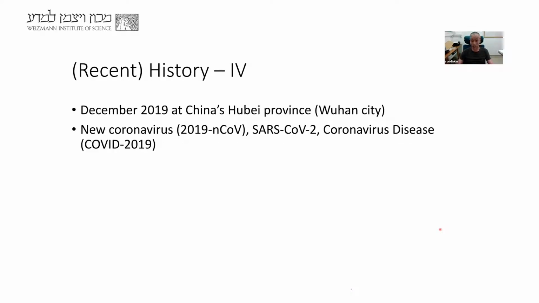And a more recent history, in December 2019, in the Hubei province in China, a new coronavirus emerged, and it got different names. At first, it was known as the 2019 new coronavirus. Now we call it the SARS coronavirus 2, and we call it like that because it's really similar to the previous SARS coronavirus that emerged in the early 2000s.